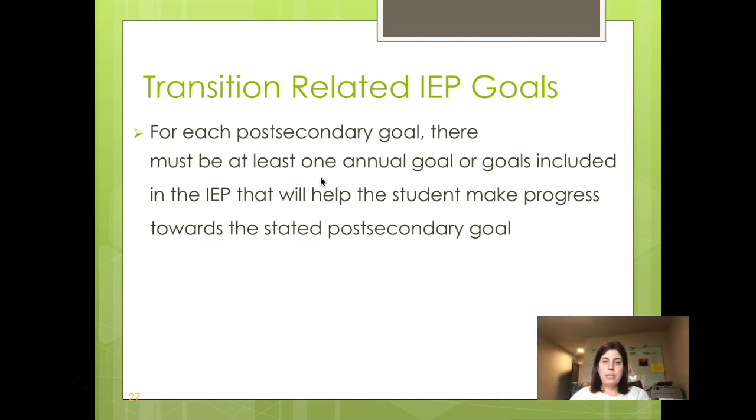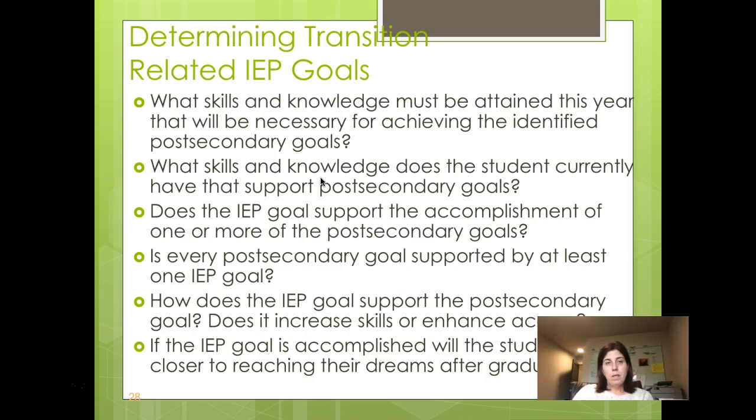So for each post-secondary goal, there must be at least one annual goal or goals included in the IEP that will help the student make progress towards those post-secondary goals. And here's some things to keep in mind when determining transition-related IEP goals. What skills and knowledge must be attained that will be necessary for achieving those goals? What skills and knowledge does the student already currently have that support those goals? So what's their present level? Where are they at right now? Does the IEP goal support the accomplishment of those goals?